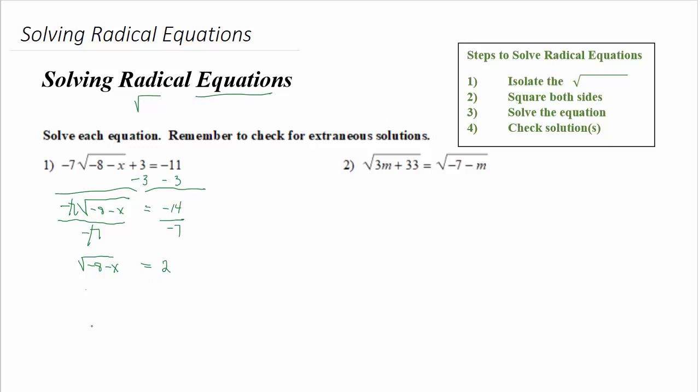Now we're into our step 2. We're going to want to square both sides so we can get rid of that square root. So when we square this side and we square the right side, don't forget to square both sides. The square root and the square cancel out, so you're left with negative 8 minus x equals 4. Then we're going to add 8 to both sides to get rid of the negative 8, which gives us negative x equals 12. And if the opposite of x equals 12, then x better equal negative 12. And we get an answer.